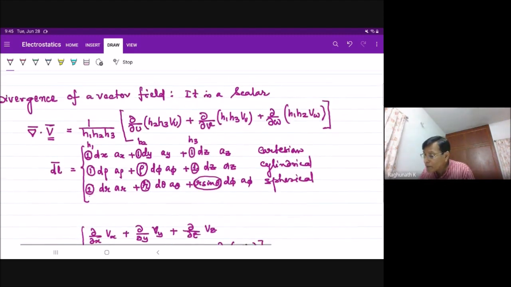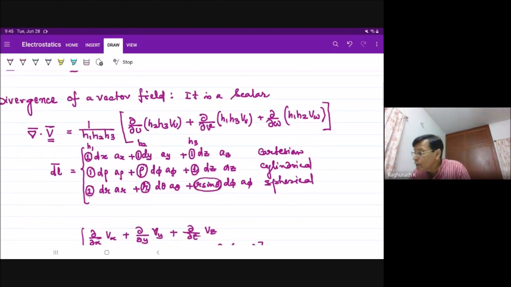And I wrote it following this universal expression for the divergence of a vector field.